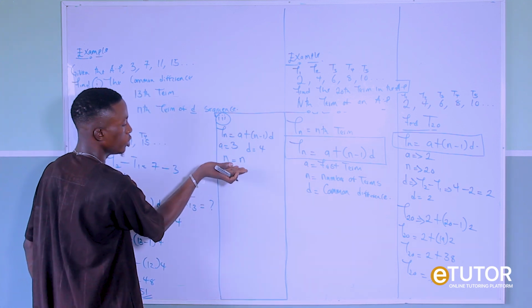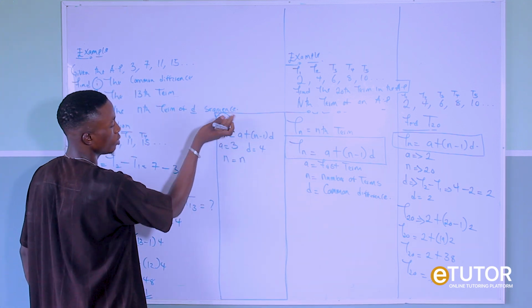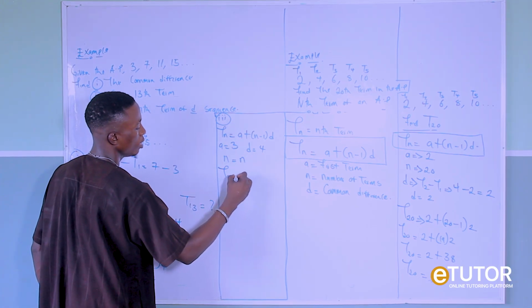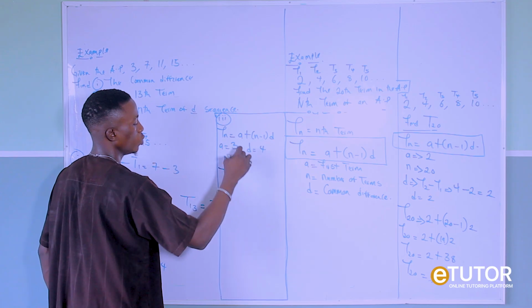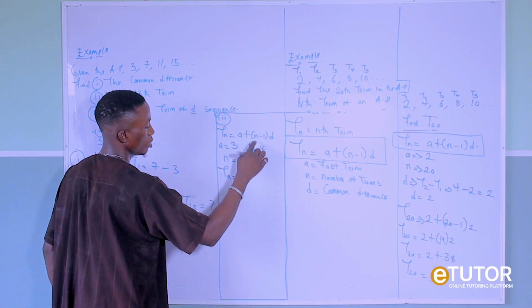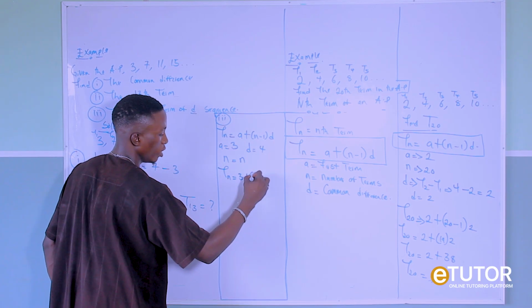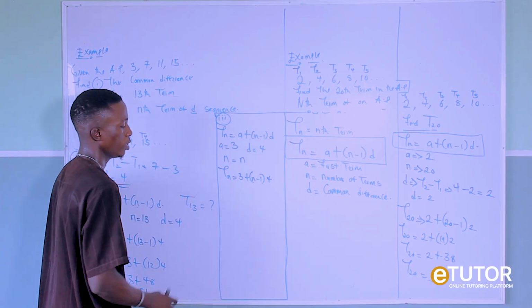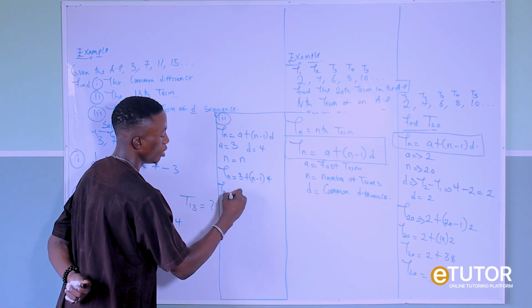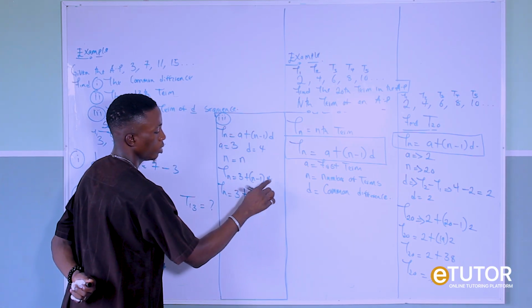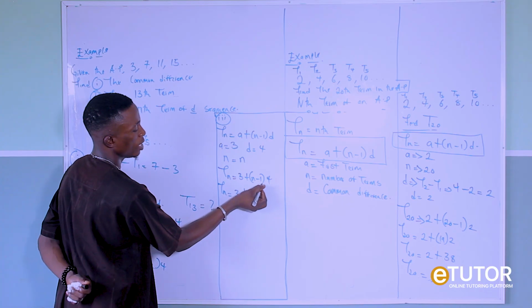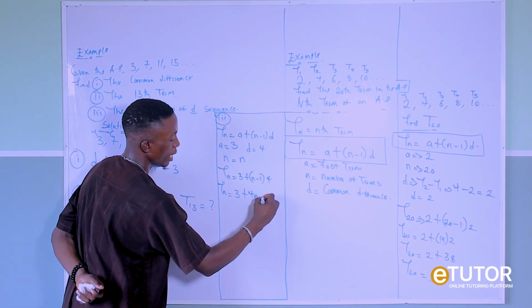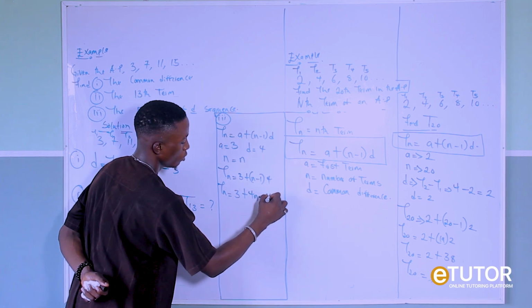So now, substitute the values into the formula. So we'll have Tn still stays as N. So Tn equals A is what? 3 plus N minus 1 times D is what? 4. So this will now become Tn equals 3 plus 4 times N minus 1. So now, this 4 would expand the bracket. So we'll have 4 times N, which gives 4N minus 4 times 1, 4.